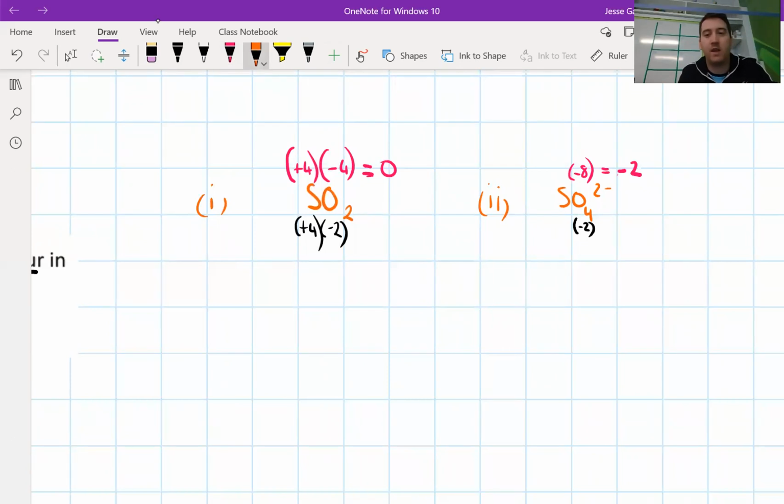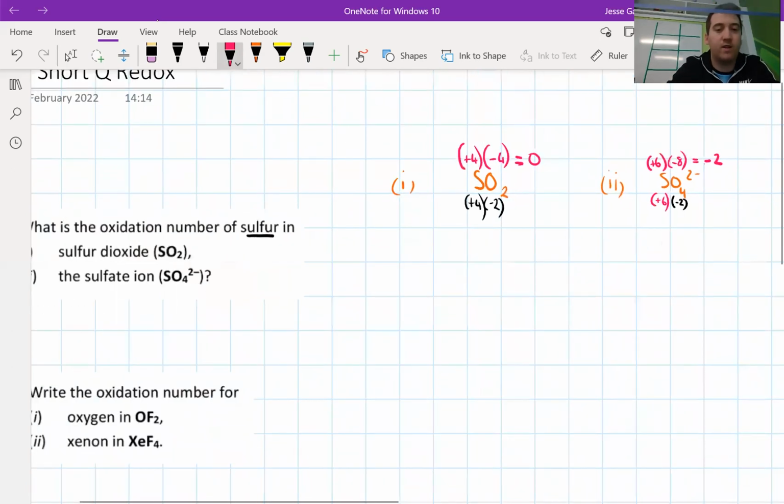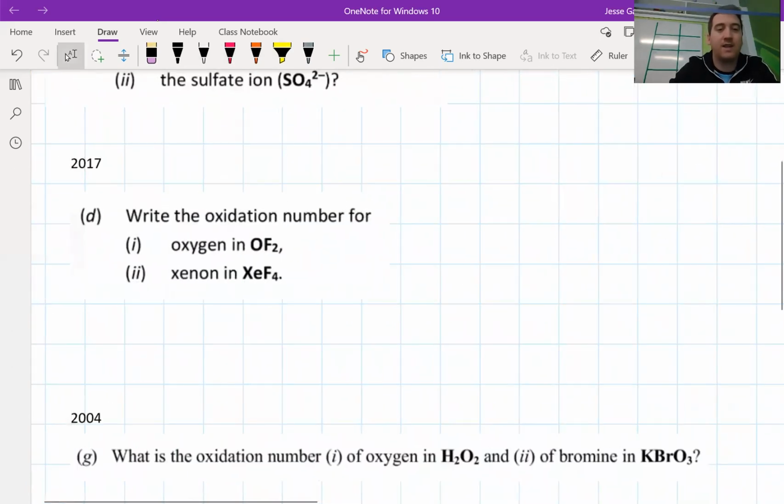So what can I make the sulfur so that the total is -2? Hopefully you worked out that this would have to be +6. +6 minus 8 would leave us with -2. So in this case, the sulfur is +6 oxidation. All right, well done if you got those 2 right. Pretty straightforward. Let's move on to 2017.